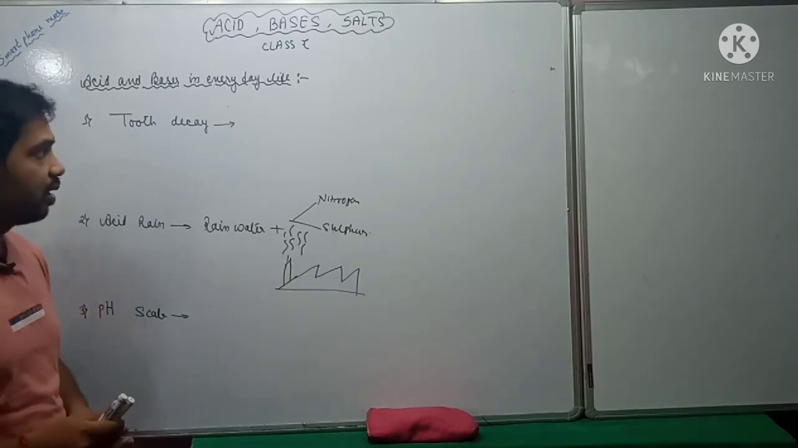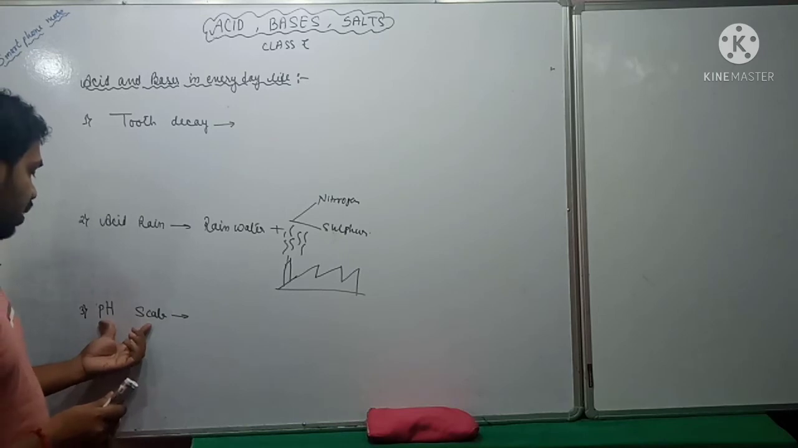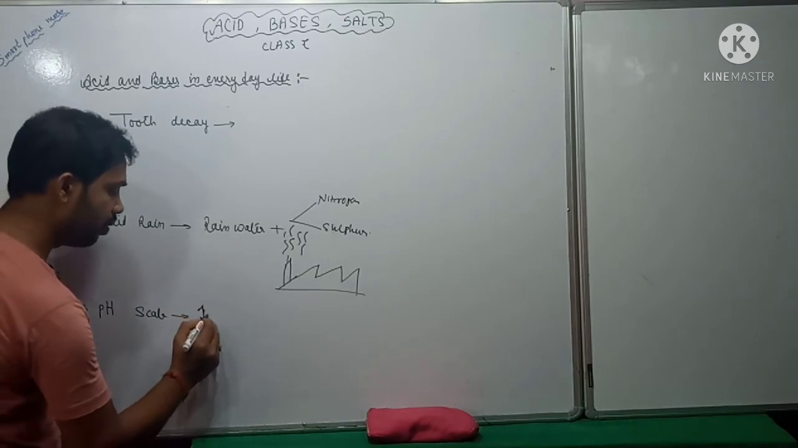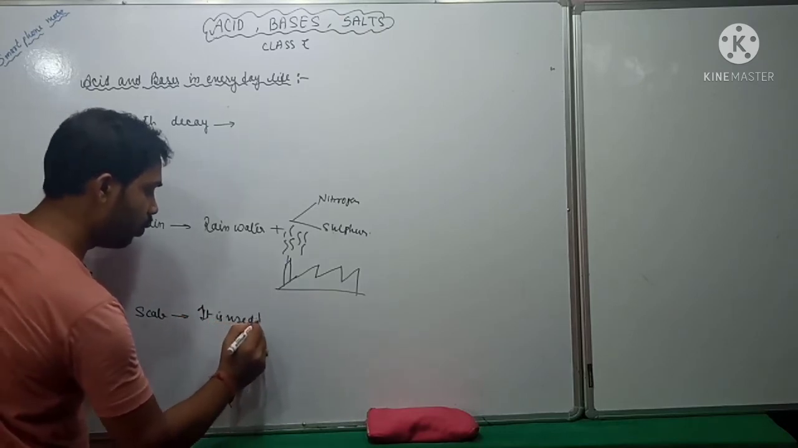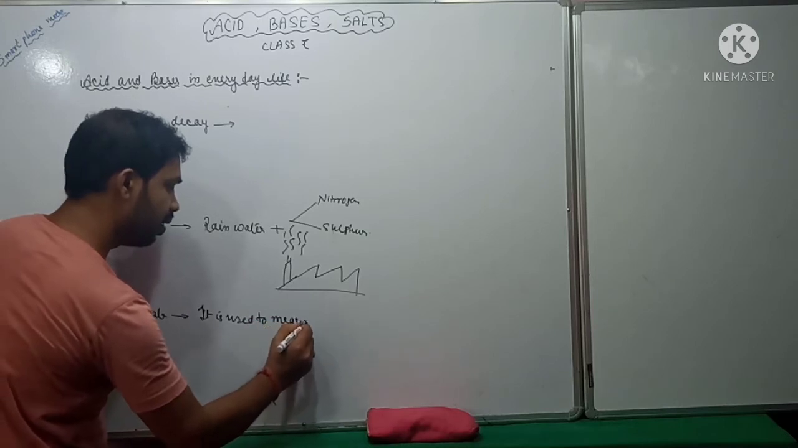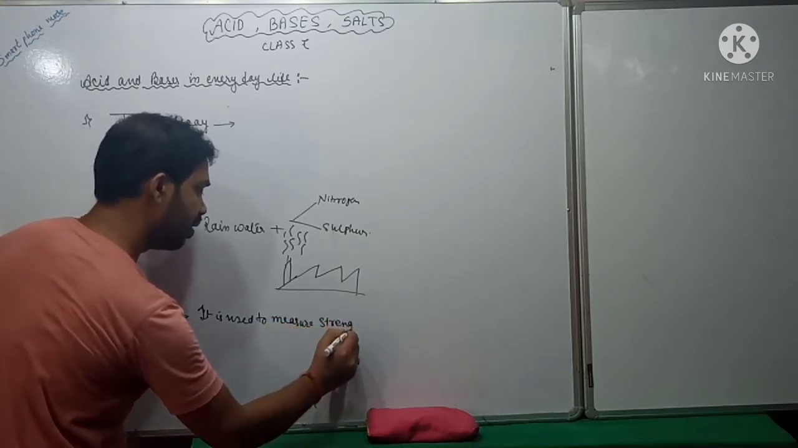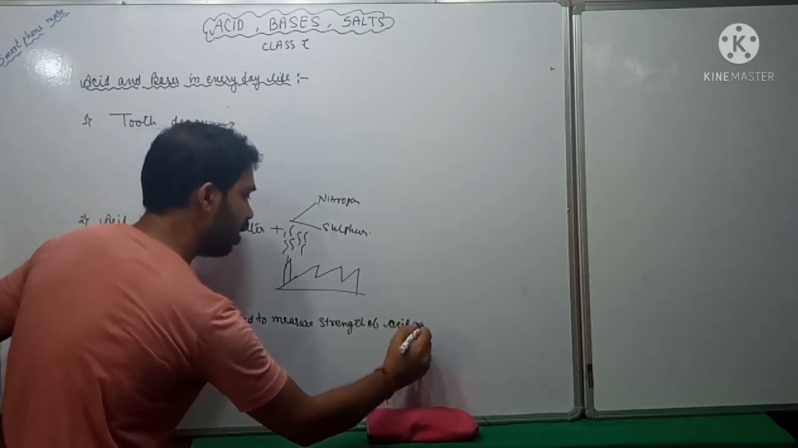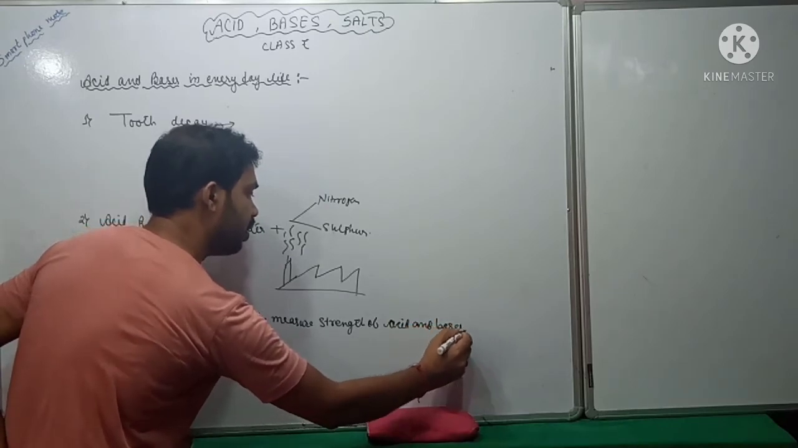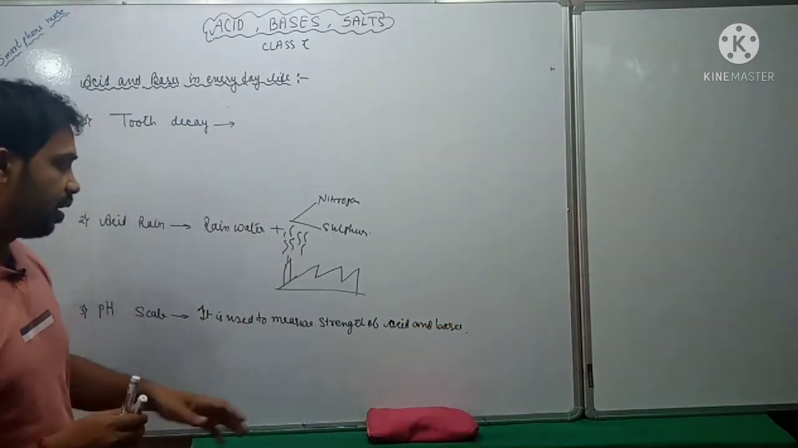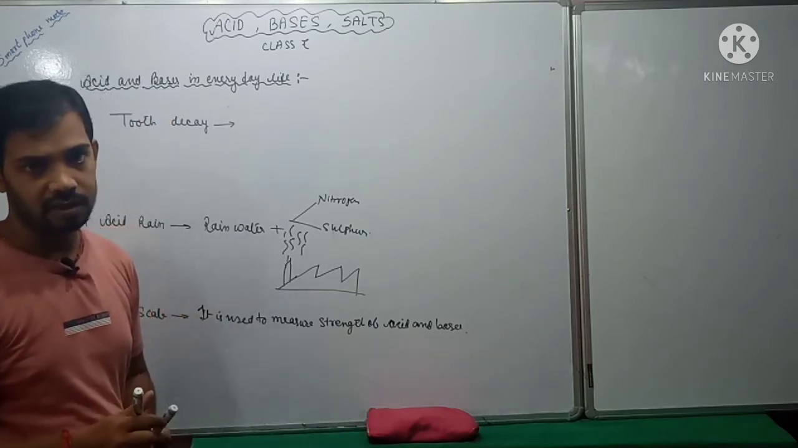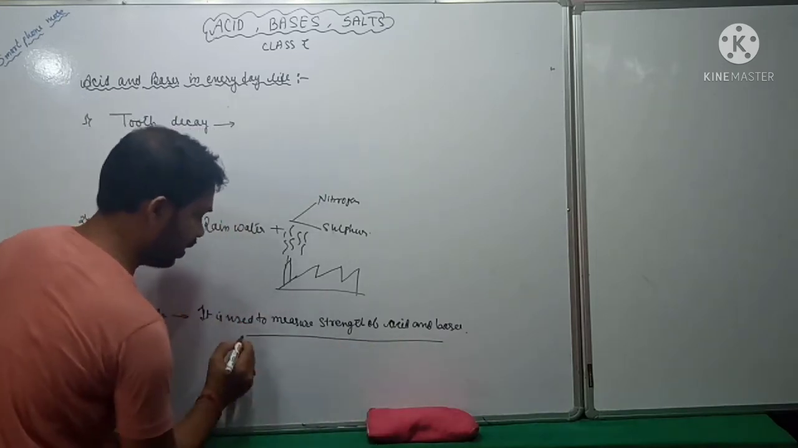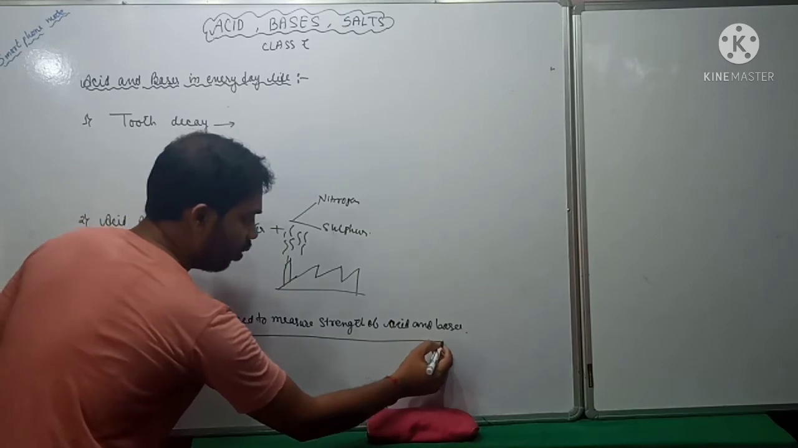Now what is the pH scale? The pH scale is basically used to measure the strength of acids and bases. It is used to measure how strong an acid or base is. This scale has a range from 1 to 14.